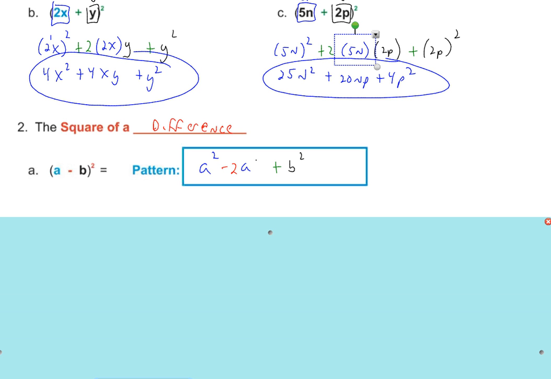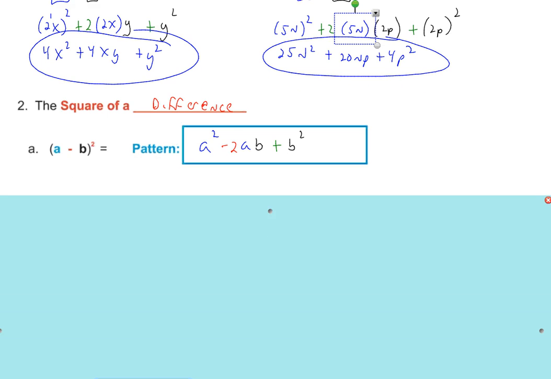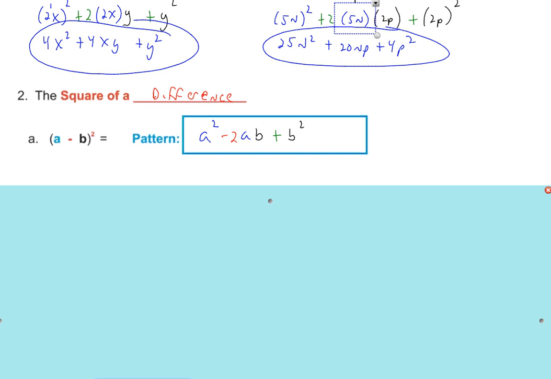When it's positive, it's plus 2ab. When it's minus, it's minus 2ab. And again, if you were to multiply that completely out longhand, you would get a squared minus 2ab plus b squared. Next chapter, you don't need to write this. Next chapter, we're going to learn to take this and factor it, unmultiply it back into this.